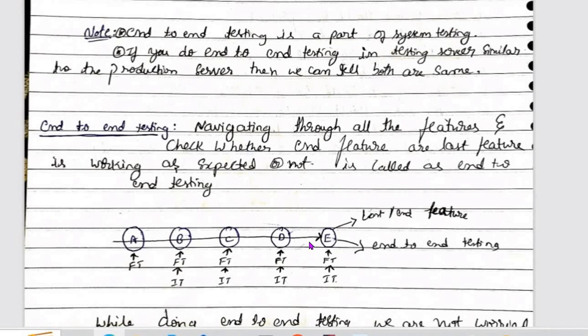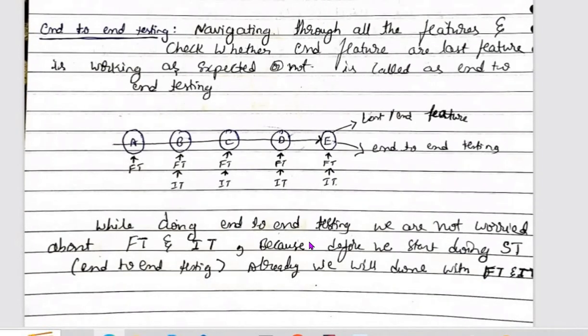So end-to-end testing means navigating through all the features and checking whether the end feature, or last feature, is working as expected or not. That is called end-to-end testing. If you want examples, I am going to explain after this definition, then you will get to know what end-to-end testing is.